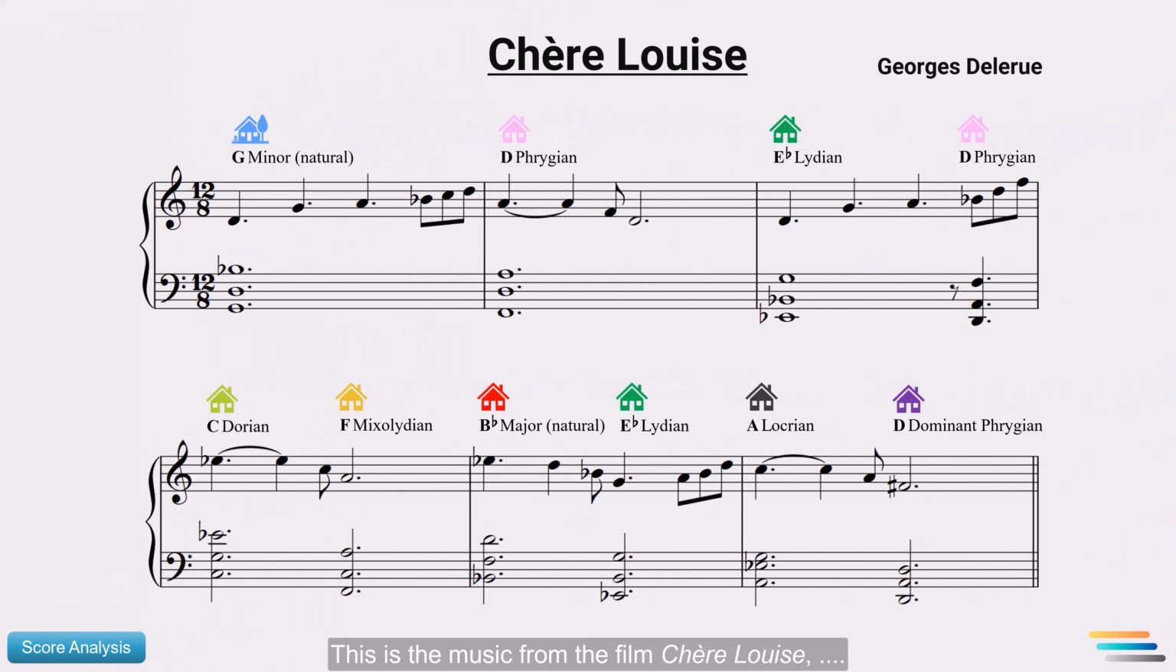This is a music from the film Cher Louis, composed by French composer Georges Delerue. First, let's examine the bass line movement. G, F, E flat, D, C, F, B flat, E flat, A, D, G. As you can see, the composer intended to write a longer period.